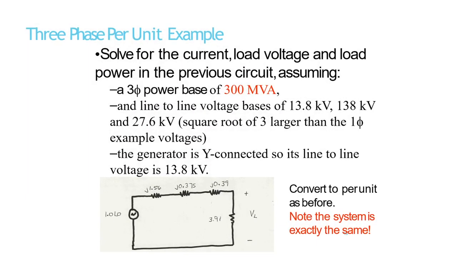Let us see one numerical. Solve for the current, load voltage and load power in the previous circuit, assuming a three phase power base of 300 MVA, and line to line voltage bases of 13.8 kilovolt, 138 kilovolt and 27.6 kilovolt. The generator is star connected, so its line to line voltage is 13.8 kilovolt. So convert to per unit as before. Note the system is exactly the same here, so we have converted first to per unit.